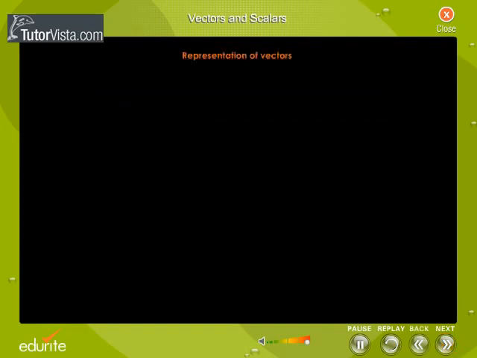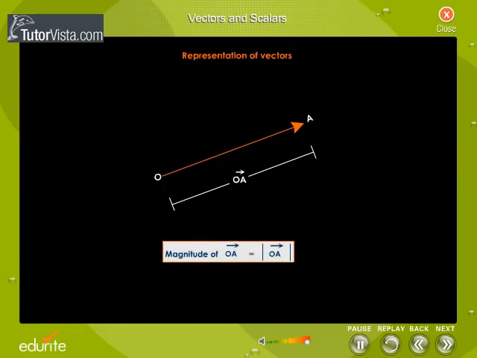Representation of vectors. A vector is represented by a straight line with an arrowhead. The length of the line is equal to or proportional to the magnitude of the vector, and the arrowhead shows the direction. The magnitude of the vector is represented as shown and read as modulus of vector OA.